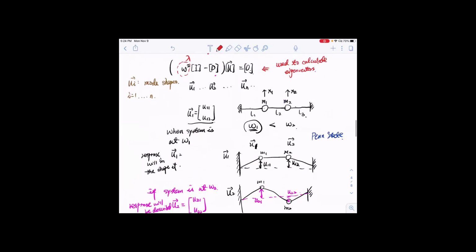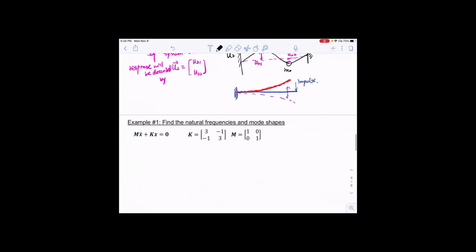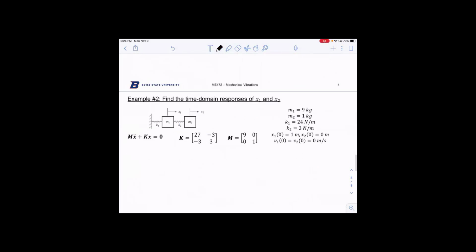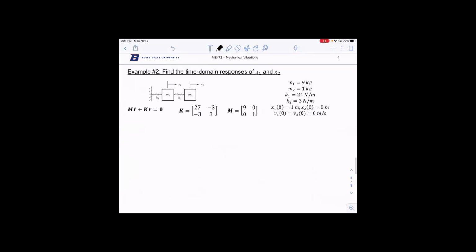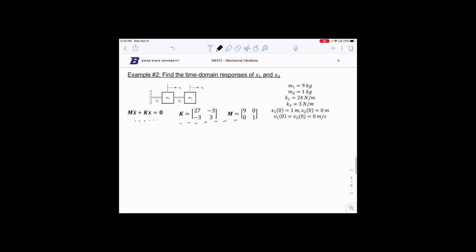All right, it might be really hard to understand natural frequency here. Let's use an example. Perhaps this would be a better example, right? So we have a system. We have already seen this system in so many different places. We find the M, K, and positions.